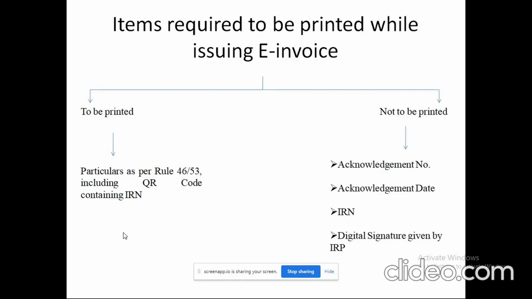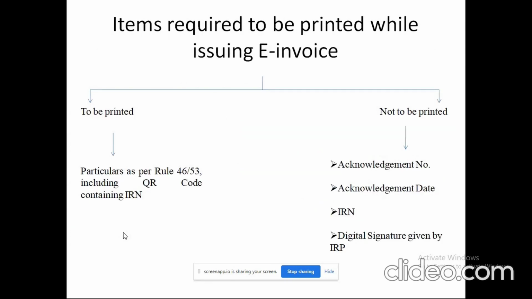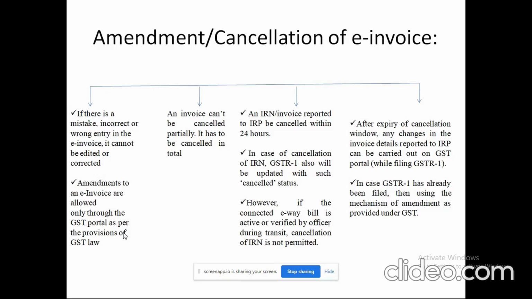We will see amendment or cancellation of e-invoice. If there is any mistake or incorrect entry in the e-invoice, it cannot be edited or corrected in the e-invoice portal IRP. Amendment to e-invoice shall be allowed only on the GST portal, which means the GST filing portal. In GSTR 1, the amendment can be made. An invoice cannot be cancelled partly. It has to be cancelled in total.